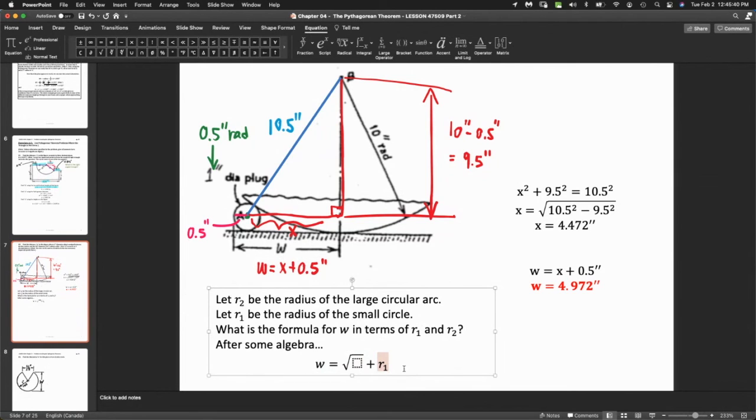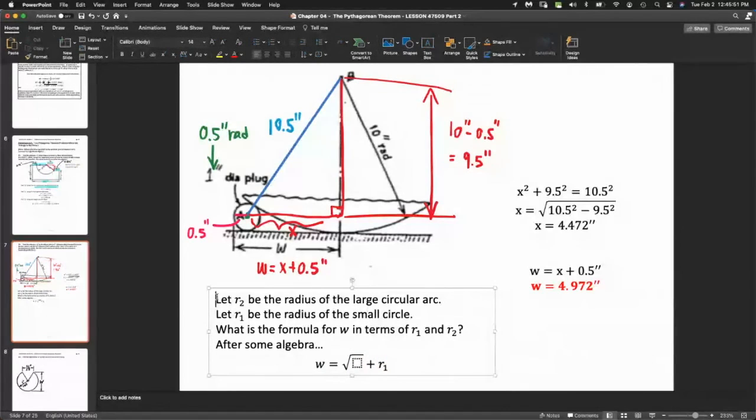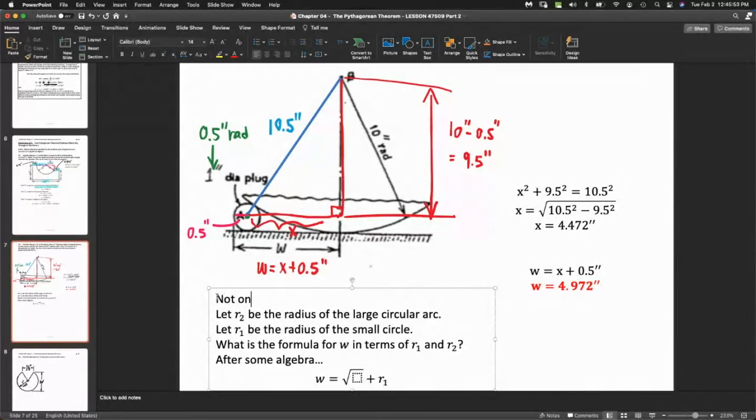Okay, okay. So actually, it's quite a complicated formula. And by the way, what I'm doing here, let me just put this in green here, all right? Not on test.